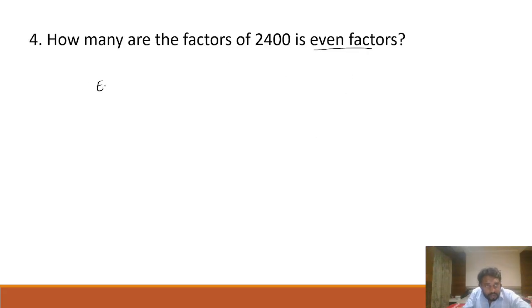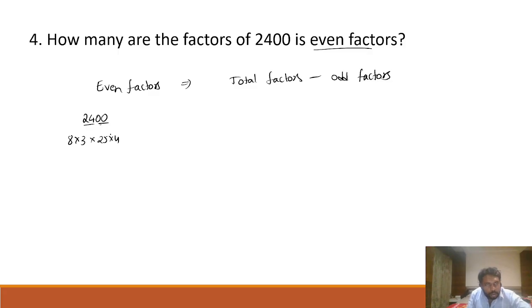So to get even factors, I suggest you go like total factors minus odd factors. Okay, so you simply take the prime factorization of 2400. Again, please practice. Here 24 is 8 times 3, 100 is nothing but 25 times 4. So directly you write like this: 2400 equals 2 power 5 into 3 power 1 into 5 square.